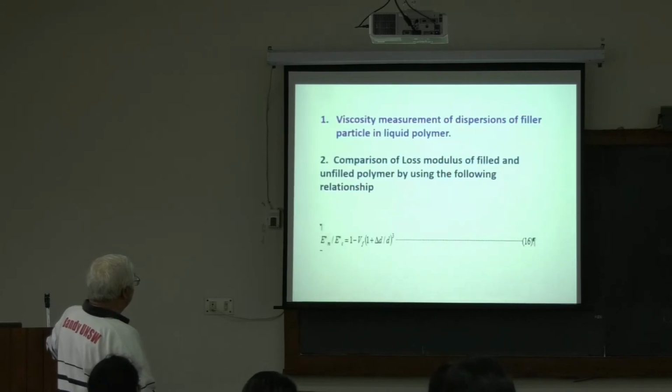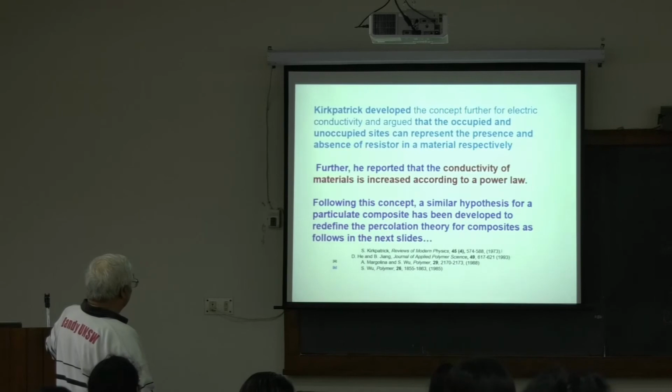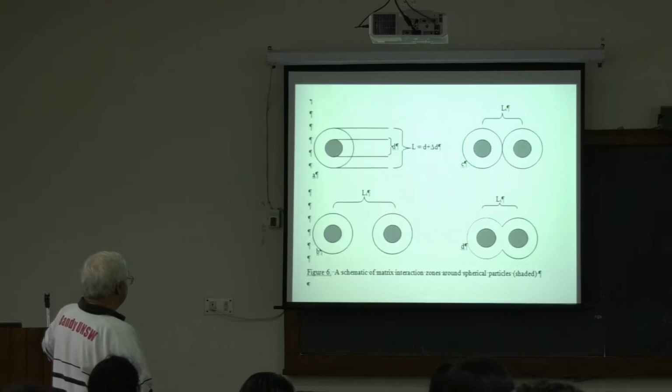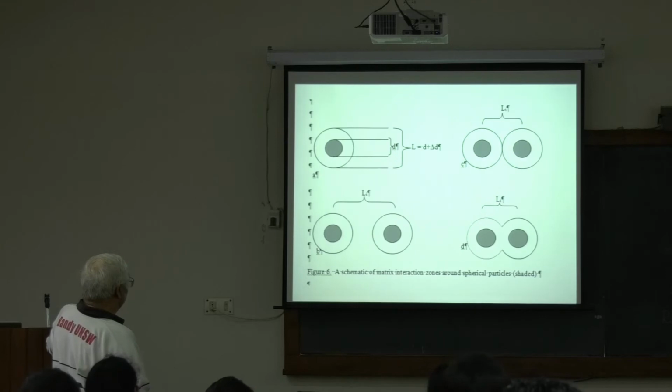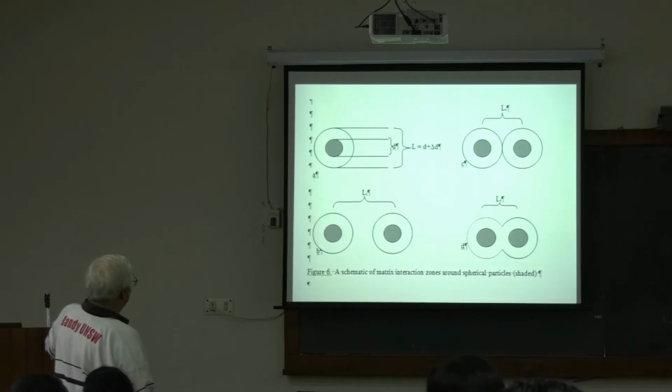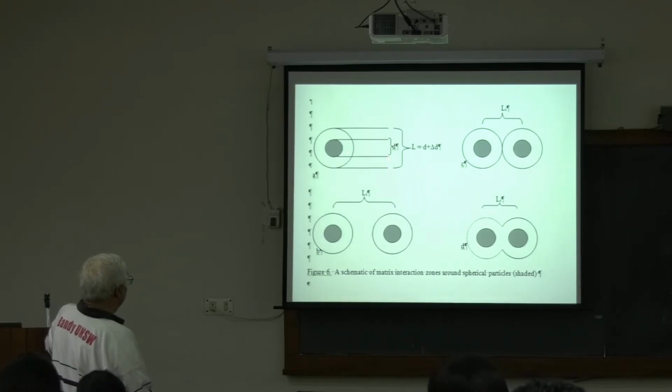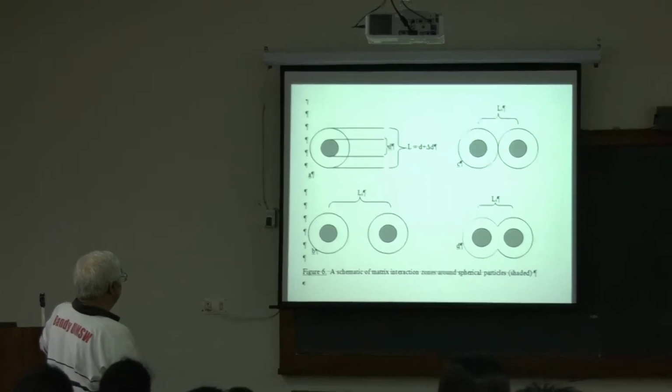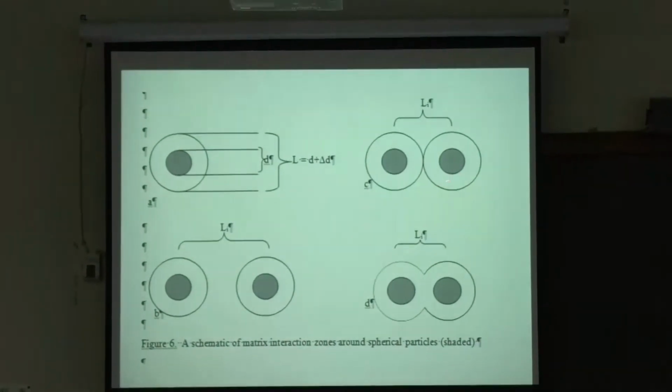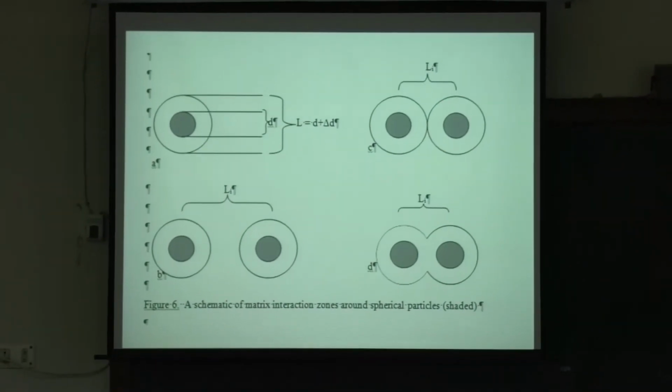Let me go through the results and measurement. This is a schematic diagram of the microscopic aspects of matrix interaction zones around spherical particles. If you have one particle here, this is the diameter, and then the length is d plus delta d. This is the length, that means this is the height. And then if you have two particles, that becomes the distance between the particles.